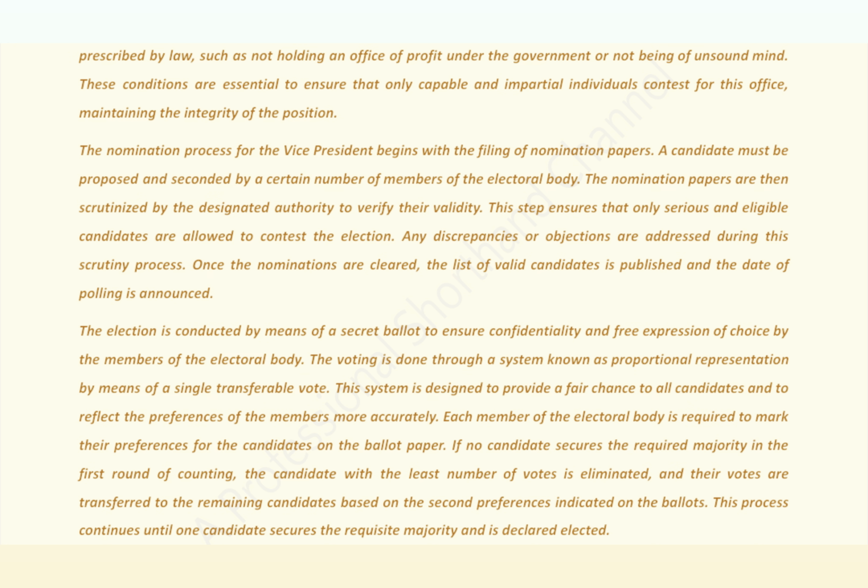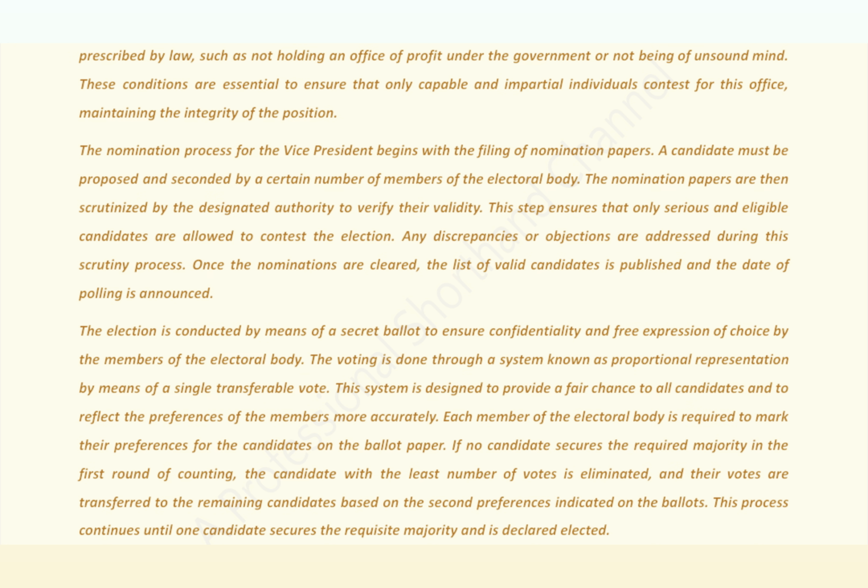Once the nominations are cleared, the list of valid candidates is published and the date of polling is announced. The election is conducted by means of a secret ballot to ensure confidentiality and free expression of choice by the members of the electoral body. The voting is done through a system known as proportional representation by means of a single transferable vote.